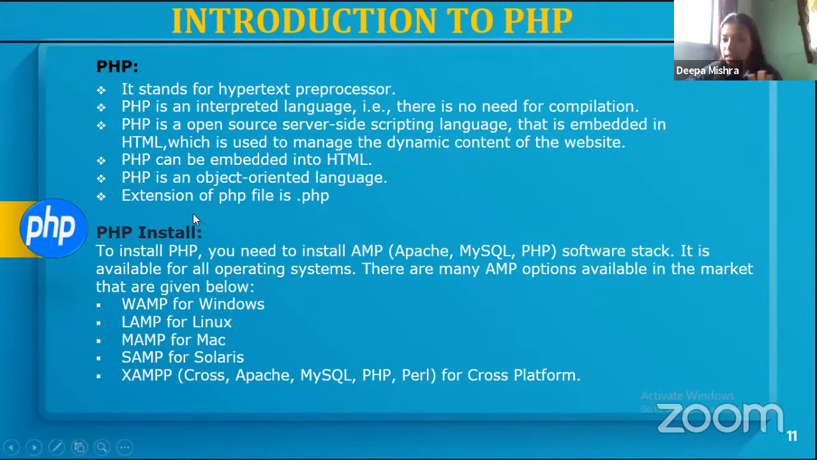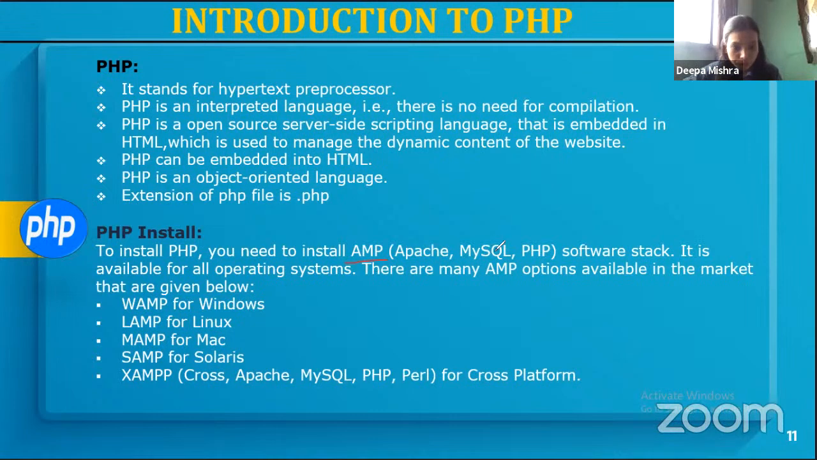Now, how to install PHP? If you want to run PHP code, then PHP should be installed in your system. In order to install PHP, you need to install AMP. What is AMP? A stands for Apache, meaning the Apache server. M stands for MySQL, and P stands for PHP. So if you install AMP, then along with it you will get Apache, MySQL, which is the database, and PHP.